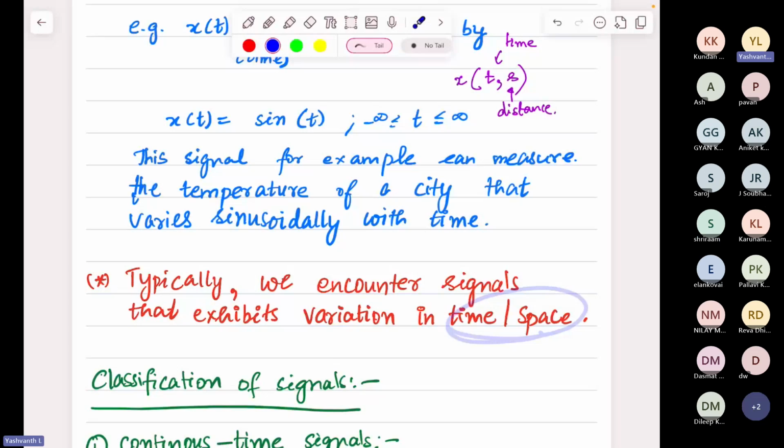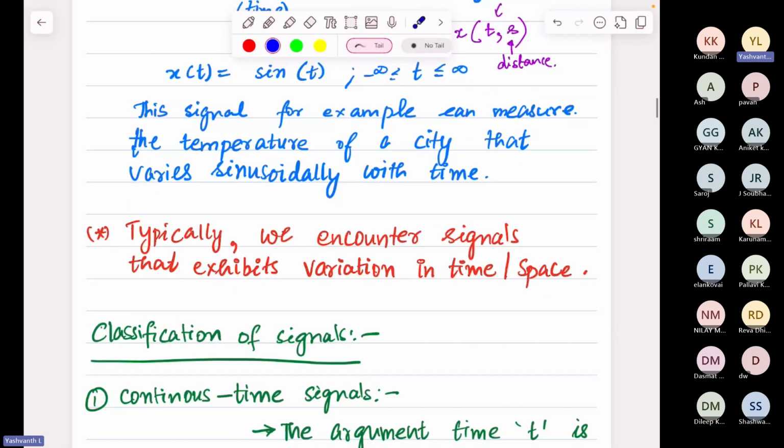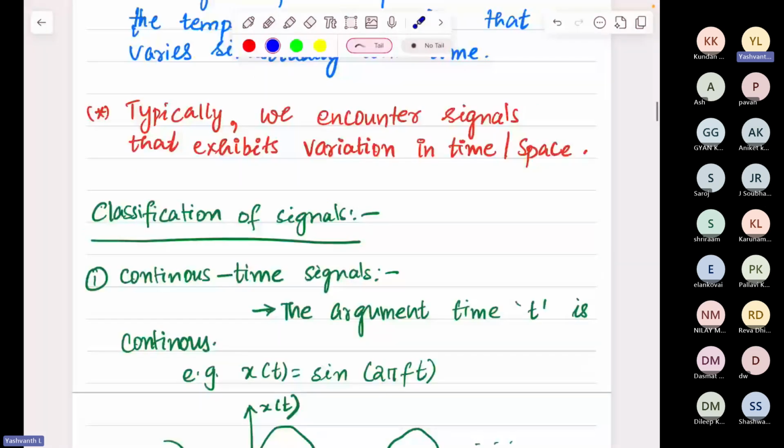This is a very quick introduction of what a signal is. A signal is essentially a mathematical function that conveys information about some useful quantity that we encounter in day-to-day life. That's all. It's a mathematical function. Now, what are the different types of signals? That is the next part.